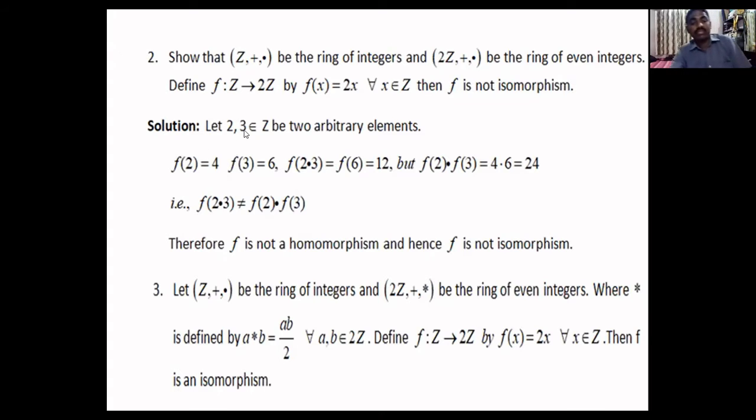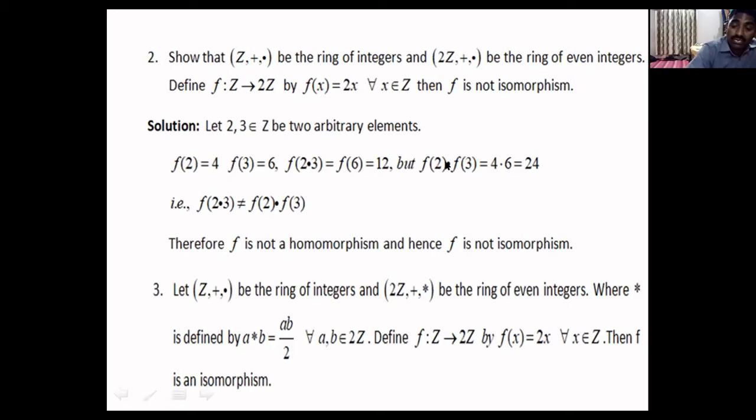Consider two arbitrary elements 2 and 3 in Z. Then f of 2 is equal to 4, because by the definition given in the problem, f of x equals 2x. Therefore f of 2 is 2 into 2, which is 4, and f of 3 is 2 into 3, which is 6. Then f of 2 into 3 is equal to f of 6, that is equal to 2 into 6, which is 12.